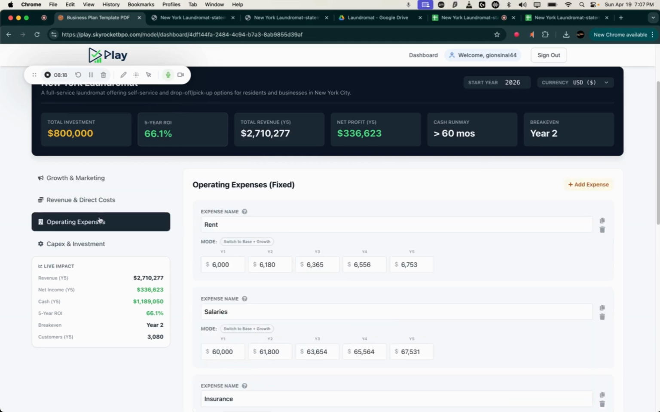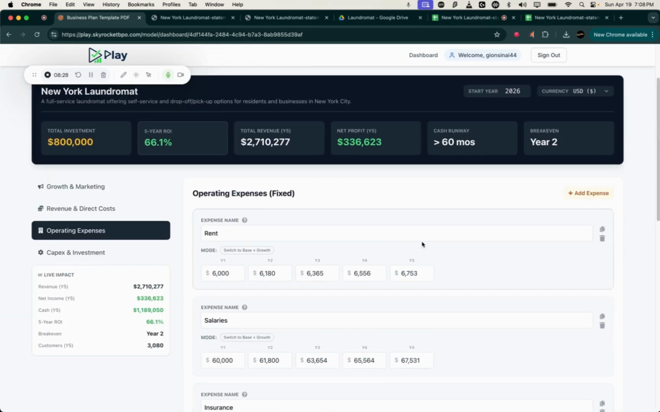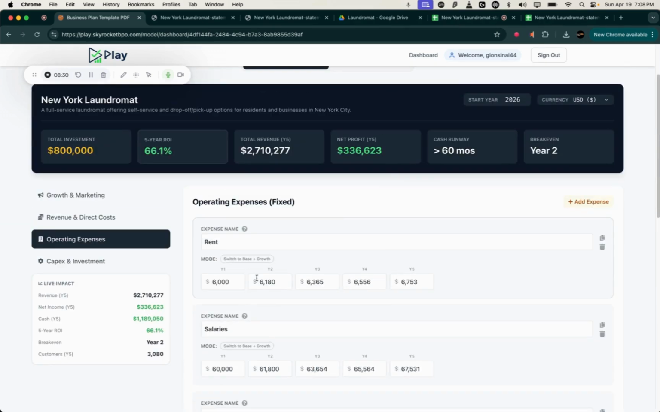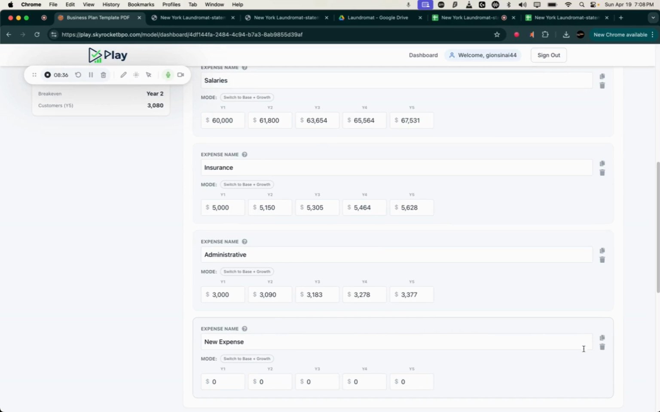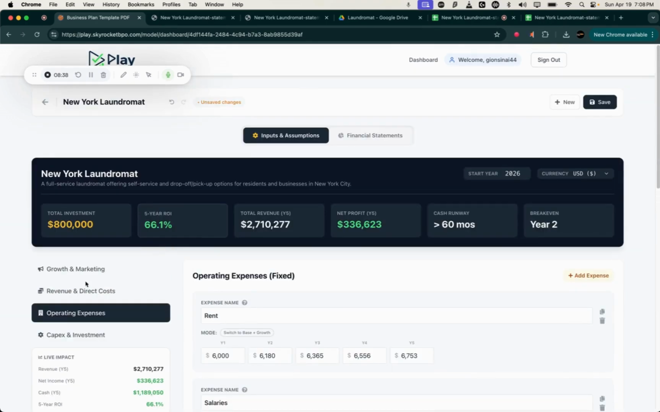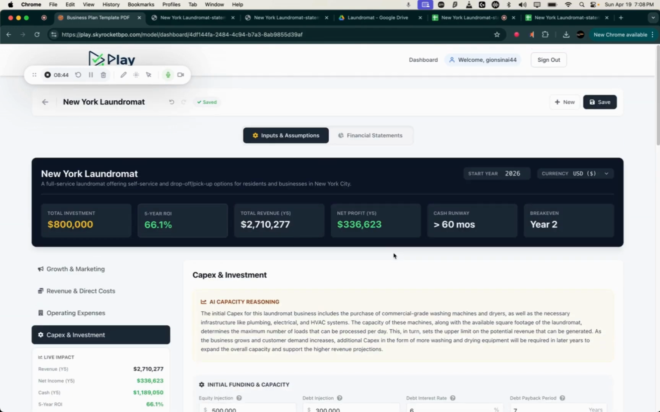Then we have operating expenses. Operating expenses is pretty straightforward. You can just change the numbers in here. These are fixed costs, so they totally depend on your assumption. These expenses were added by the AI when I generated the model. But if you want to add more expenses, you can just do so in here. You can add or delete expenses at your will. Then we have capex and investment that I already discussed. So that's how the entire input section and assumption sections work.